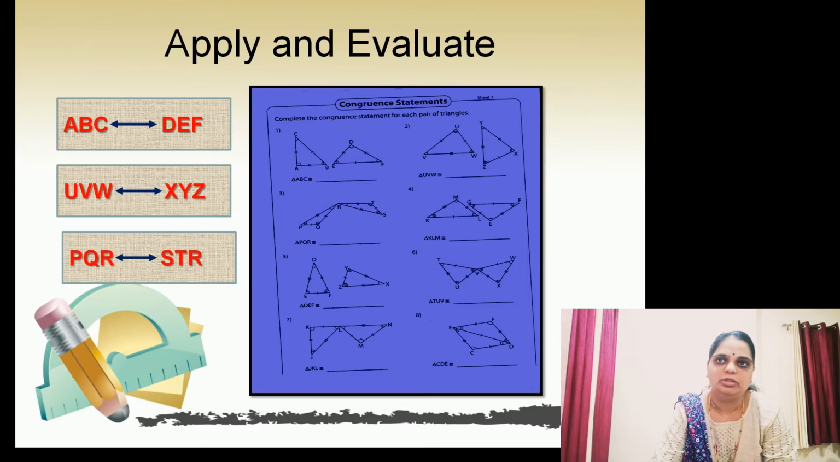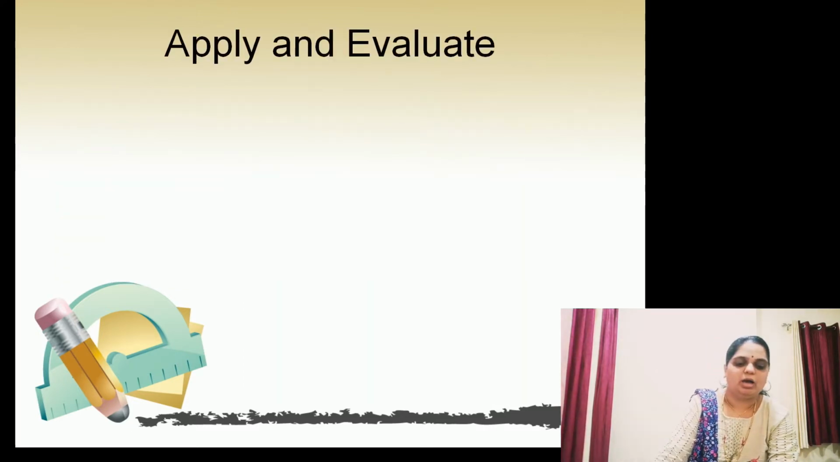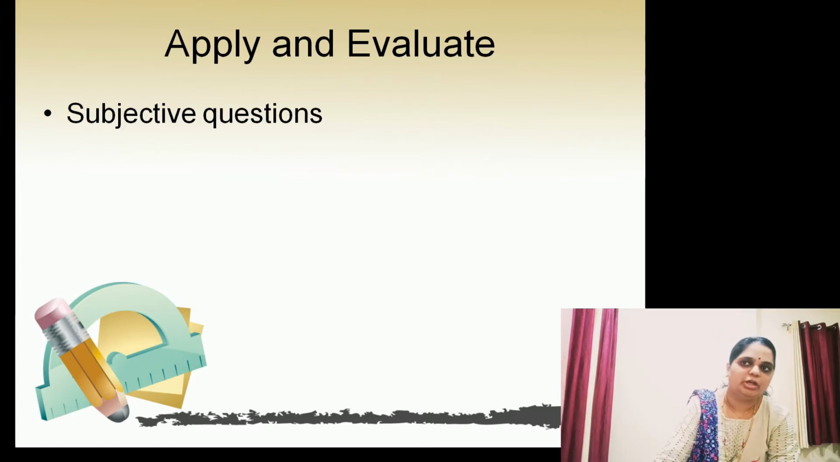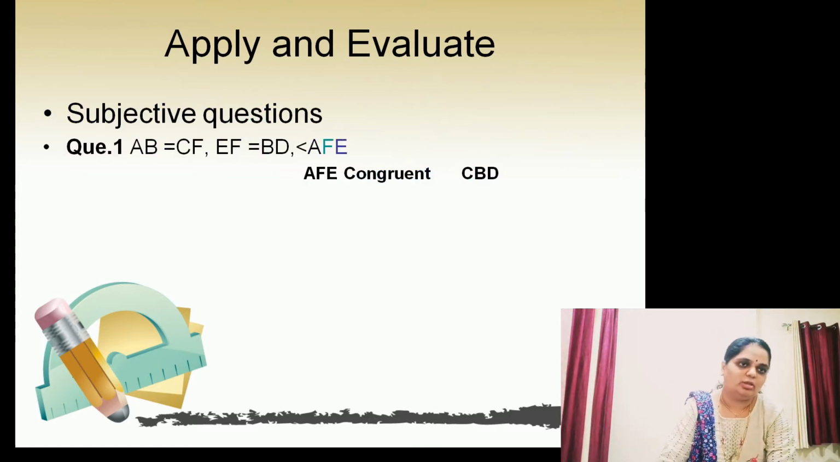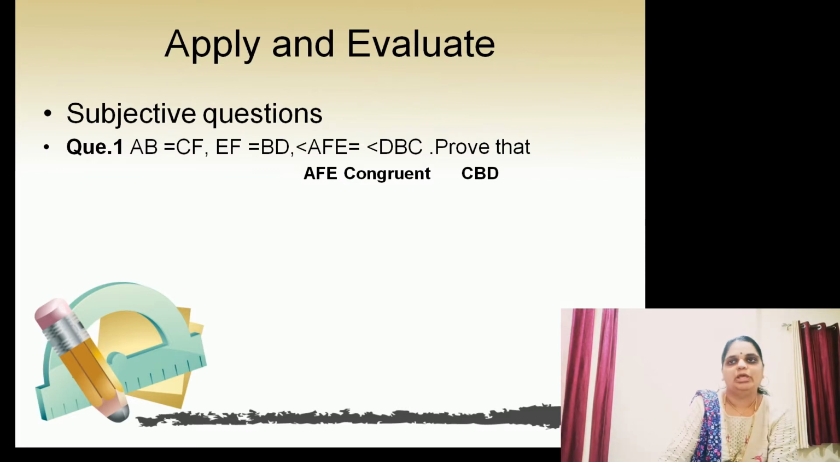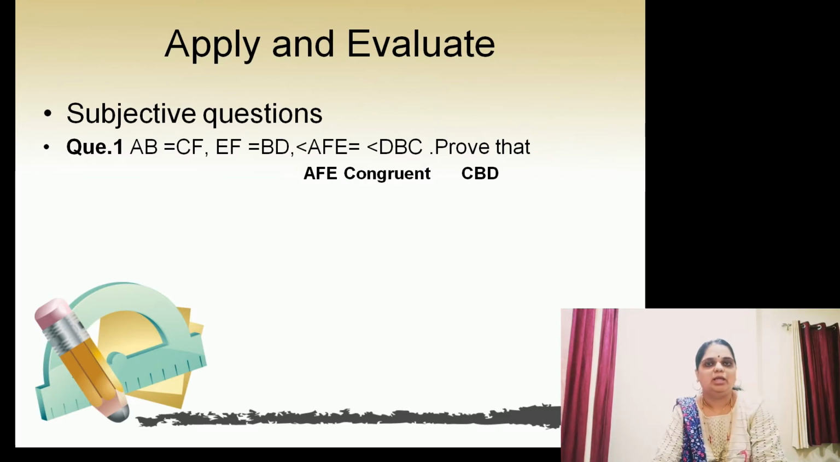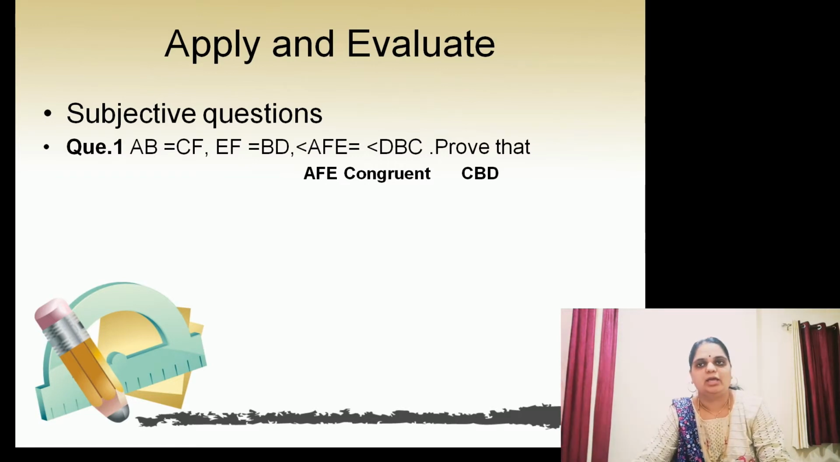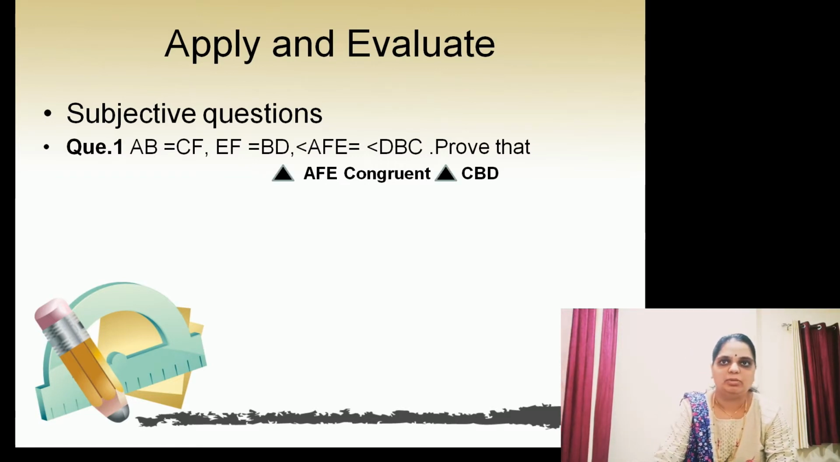With the help of these figures we can solve other figures. Here we see some other questions. These are subjective questions. First question: AB is equal to CF, EF is equal to BD, angle F is congruent to angle B. Prove that triangle AFE is congruent to triangle CBD.